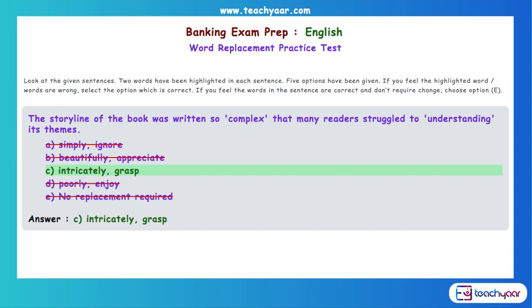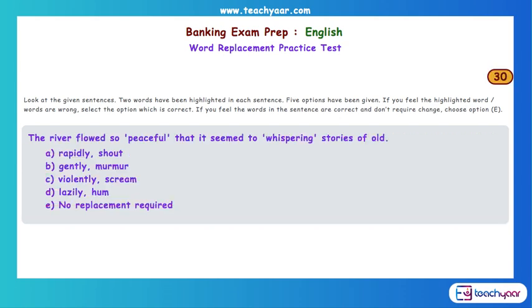So, what is the meaning? The storyline of the book was written so intricately, I mean, so many details that it was very complex. So, many readers struggle to understand the theme, to grasp the theme, what is actually happening. So, here, struggle to understanding is wrong. Should have been understand. Next question.